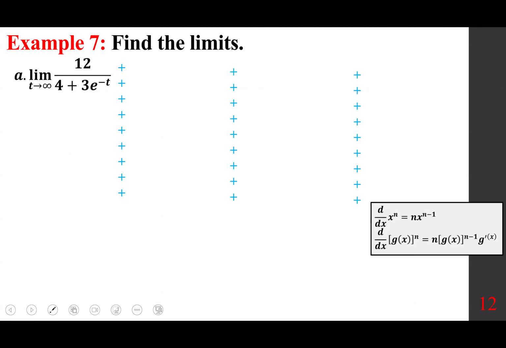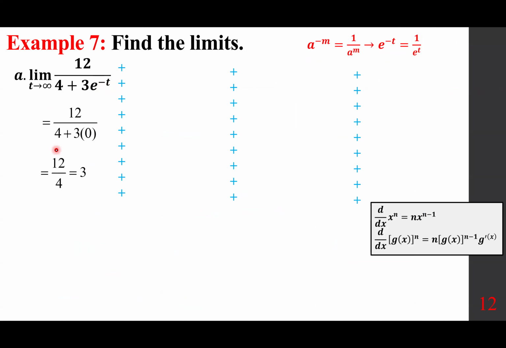Now, to find the limits, we are going to plug in, and we notice e to the power minus t. When we look at e to the power minus m, it is 1 over e to the power of m. So e to the power minus t is 1 over e to the power of t. And if you plug in infinity, e to the power of infinity is infinity. 1 over that is 0. And therefore, the answer is 12 over 4, which is 3.